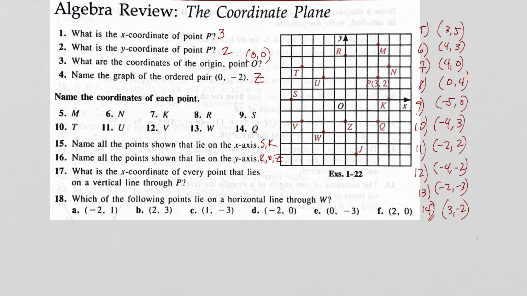Okay, number 17. What is the x-coordinate of every point that lies on a vertical line through P? Now, here's P. A vertical line is this way. All of these points are 3 away from here, so they all have an x-coordinate of 3.